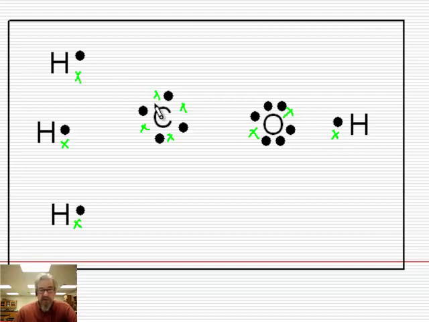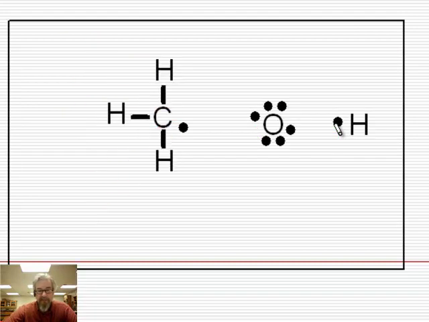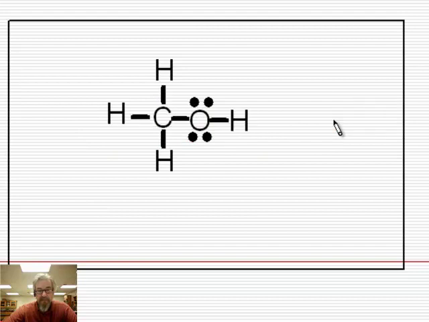So here's the combination that could work. If this H and this H and this H all bond with this carbon, all share electrons with that carbon, and this oxygen shares electrons with the carbon and the H, well, you'd have stability in this molecule. Watch. That sharing pattern brings stability.